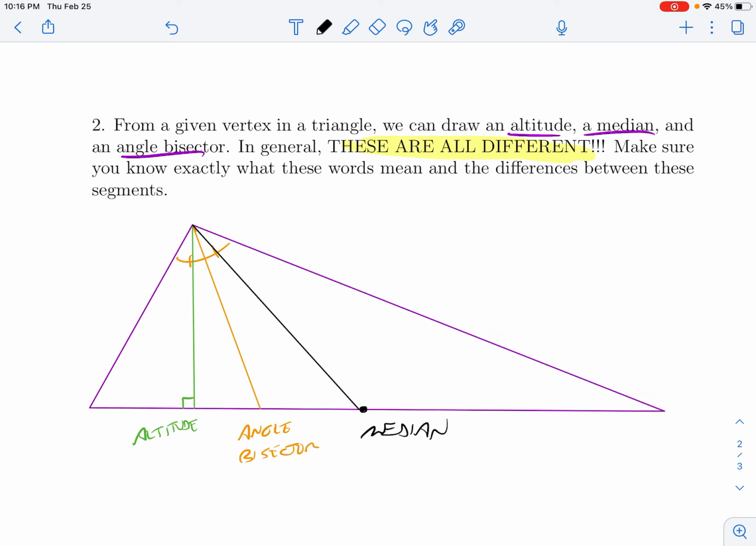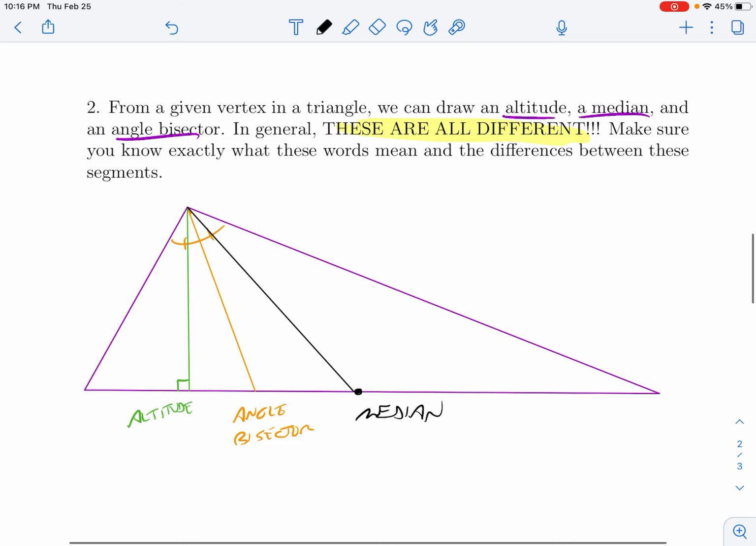Each one is interesting in its way. Each one can be useful in a problem, but they're generally different things. Make sure you know that. Don't get sloppy. These words will get used often without a diagram. You need to draw the right diagram to make use of it.